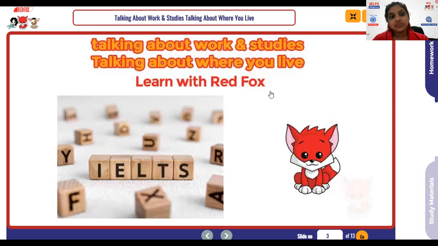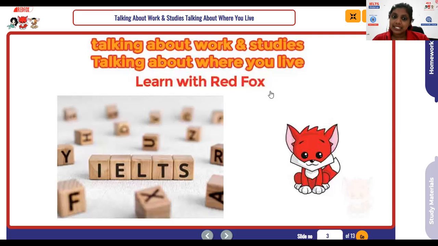Again, IELTS has four modules: reading, writing, listening, and speaking. Today we are going to be looking at speaking. In speaking, you have task 1, task 2, and task 3. So you have 3 tasks, and today we are going to be talking about task 1. But let me explain what task 1, task 2, and task 3 are, and then we'll dive into task 1.